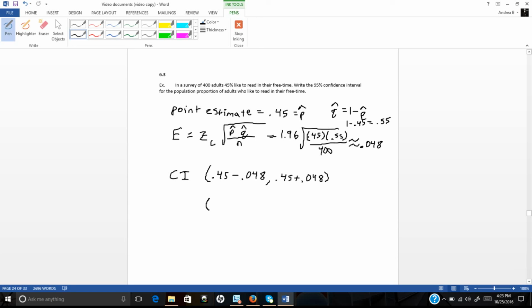In this case, for your confidence interval, you should get 0.402 and 0.498. That would be your confidence interval. Remember, with your proportions, if it doesn't already give it to you, you're finding the probability of success for your p hat, just like you did before when dealing with probabilities.